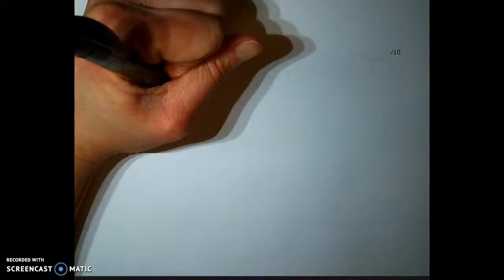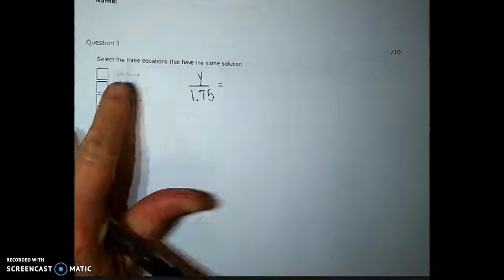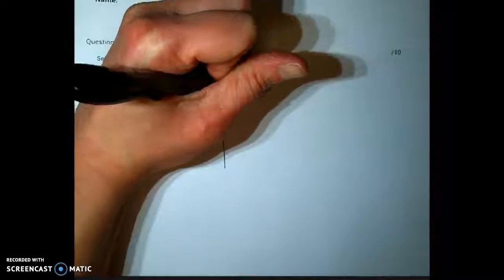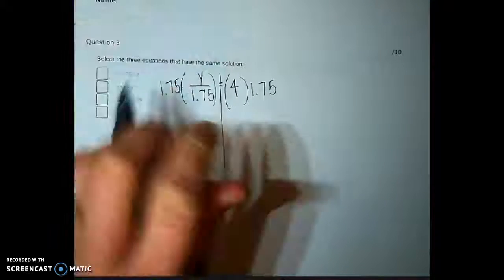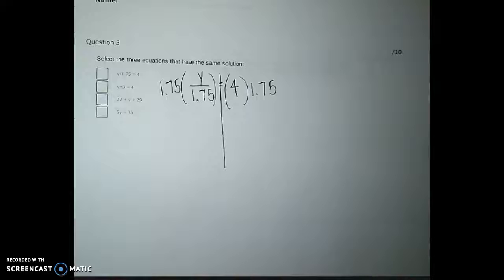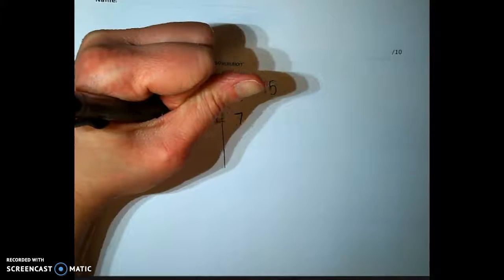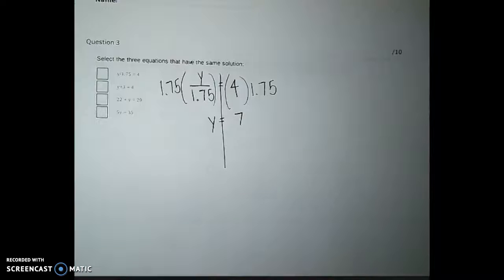For number 3, I'm finding 3 equations that have the same solution. So my first example is y divided by 1.75 equals 4. Now to undo division, my rule is that I have to multiply both sides by 1.75. So I'm going to draw a line down the equal sign. I'm going to multiply both sides by 1.75, and that cancels out the 1.75 on the left side. 4 times 1.75 gives me 7, so that means that y equals 7. Now we're going to skip the checking your work step on this one just to save you some time.